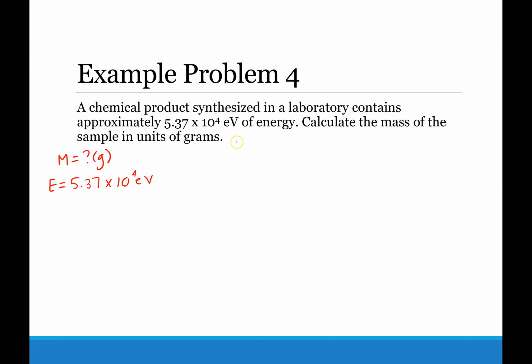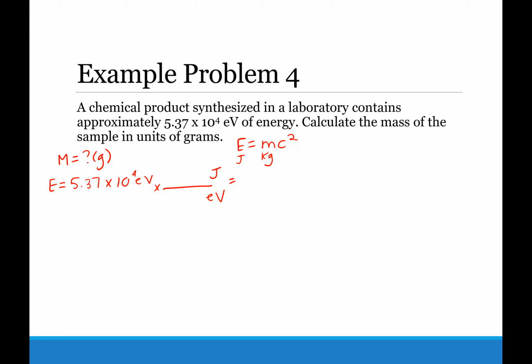And the formula that we're going to use is E equals mc squared, where E is in units of joules and mass is in units of kilograms. So we have to do a little bit of converting at the beginning of this problem with E. There is a direct conversion from electron volts to joules on the previous slide.